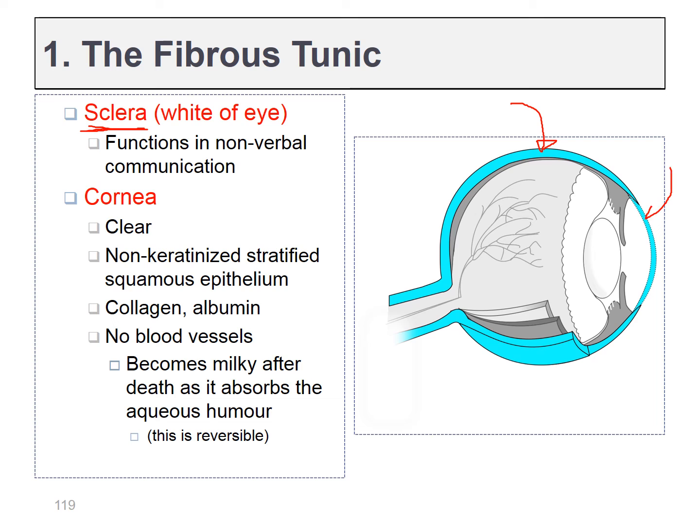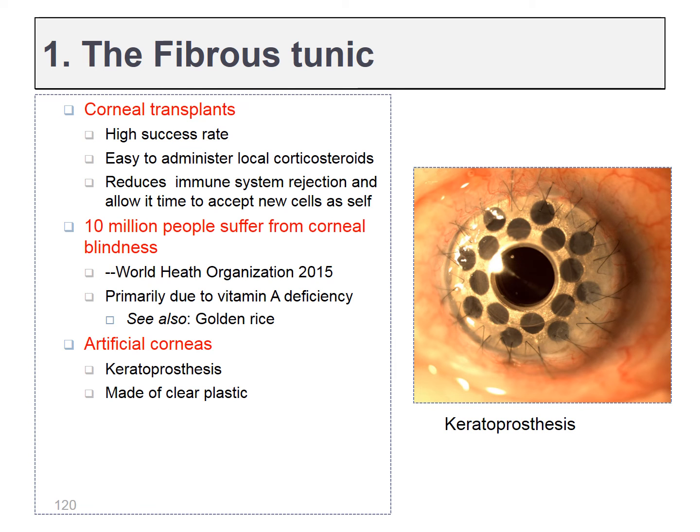The cornea, on the other hand, is also part of the fibrous tunic, but it is see-through. It's a non-keratinized, stratified squamous epithelium with plenty of collagen and other proteins, but it allows light to pass through, travel through the lens, through the vitreous humor, and hopefully hit the retina somewhere to be detected. We often don't think much about the corneas because they're see-through. Of course, when the cornea loses its transparency, then we think about it a lot.